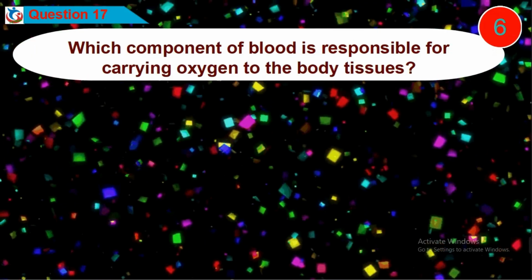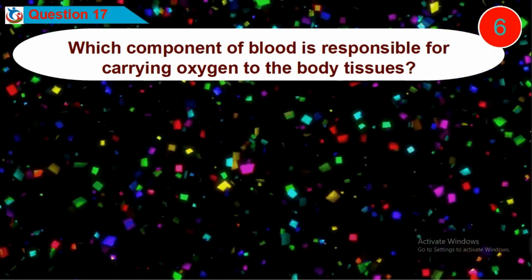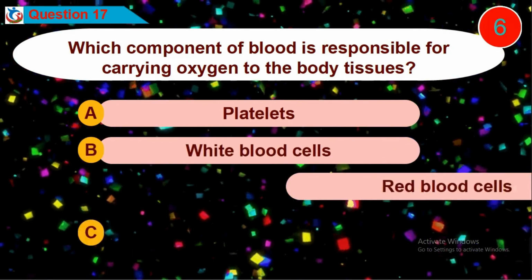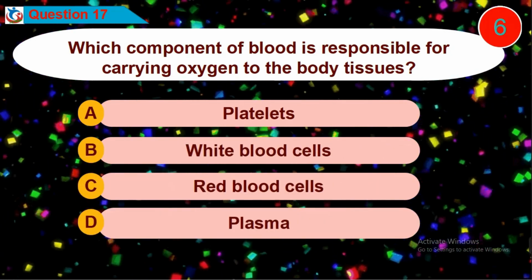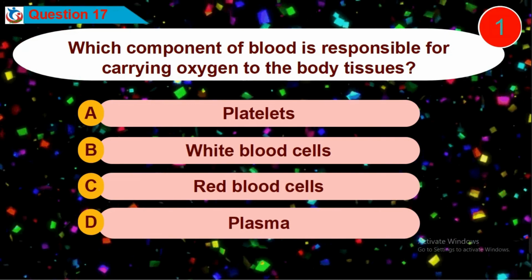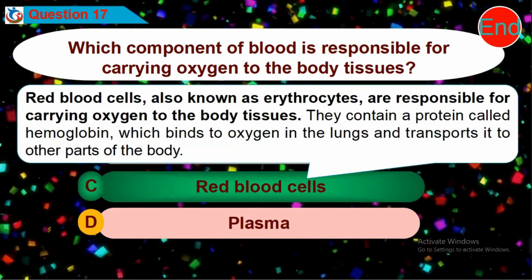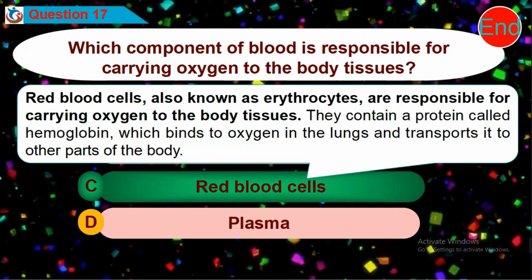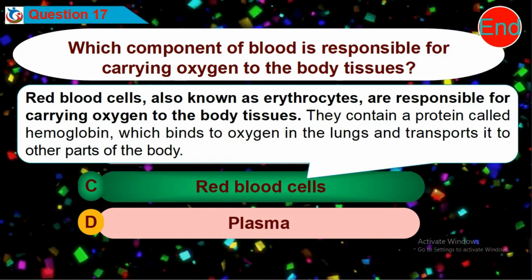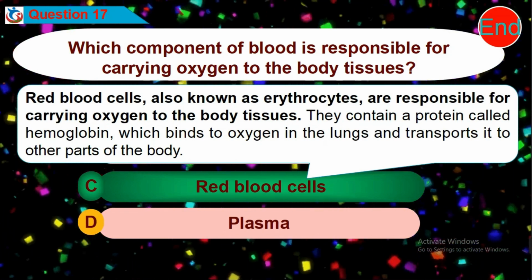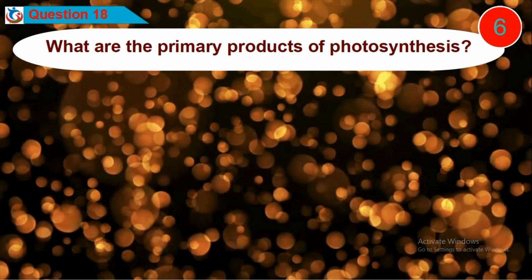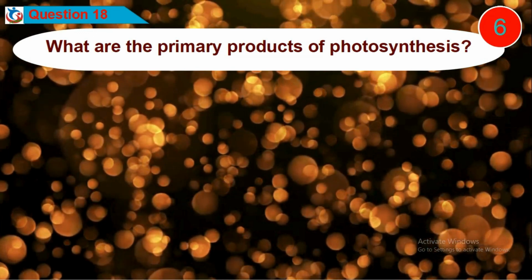Question 17. Which component of blood is responsible for carrying oxygen to the body tissues? Is it option A, B, C, or D? Red blood cells, also known as erythrocytes, are responsible for carrying oxygen to the body tissues. They contain a protein called hemoglobin, which binds to oxygen in the lungs and transports it to other parts of the body.